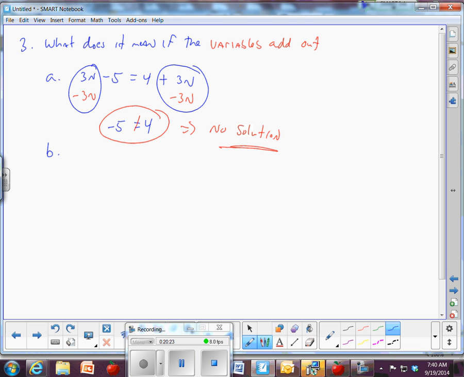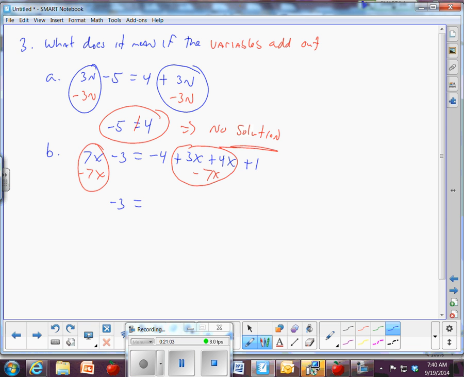Let's do one more example. What about something like this? 7x minus 3 equals -4 plus 3x plus 4x plus 1. Okay. So if on this one I add a -7x to both sides, this is 0, and this is 0, right? It's a -7x.